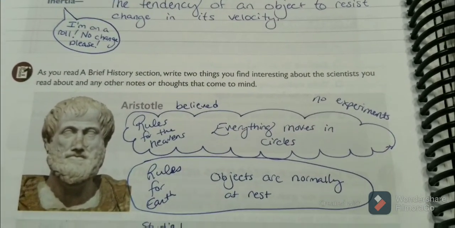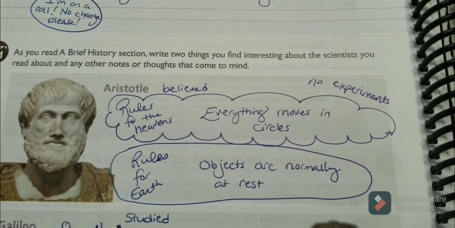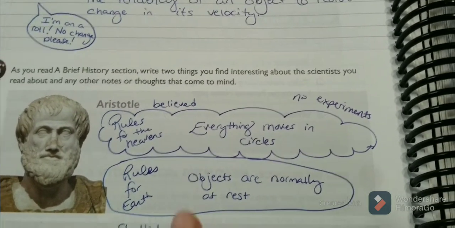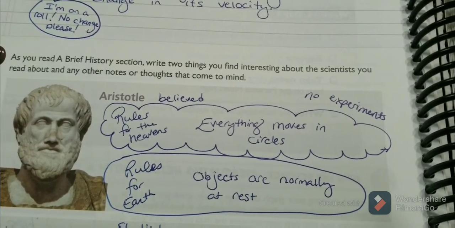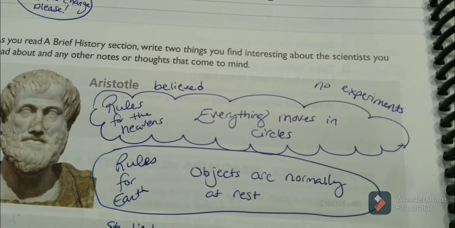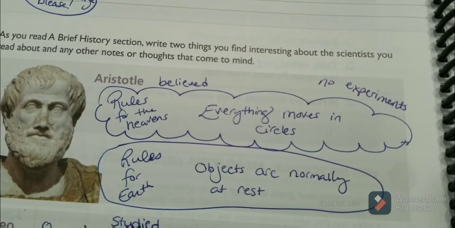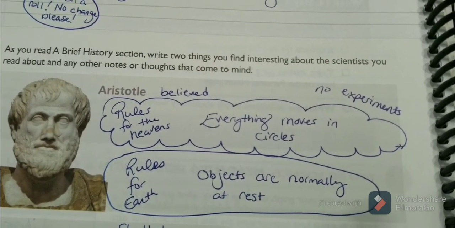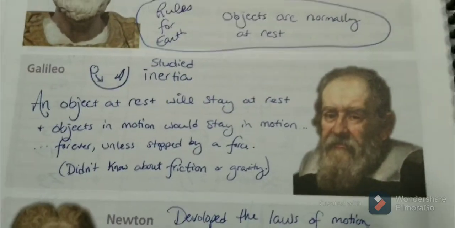Here's good old Aristotle. Aristotle believed that there were separate rules for the heavens and rules for the earth. And in the heavens, everything moves in circles, he said. Like the earth around the sun and the moon around the earth. And for the earth, well, things are just normally at rest unless something makes it move. So naturally, things just like to rest. He had no experiments. He just had theories and beliefs. Philosophies.